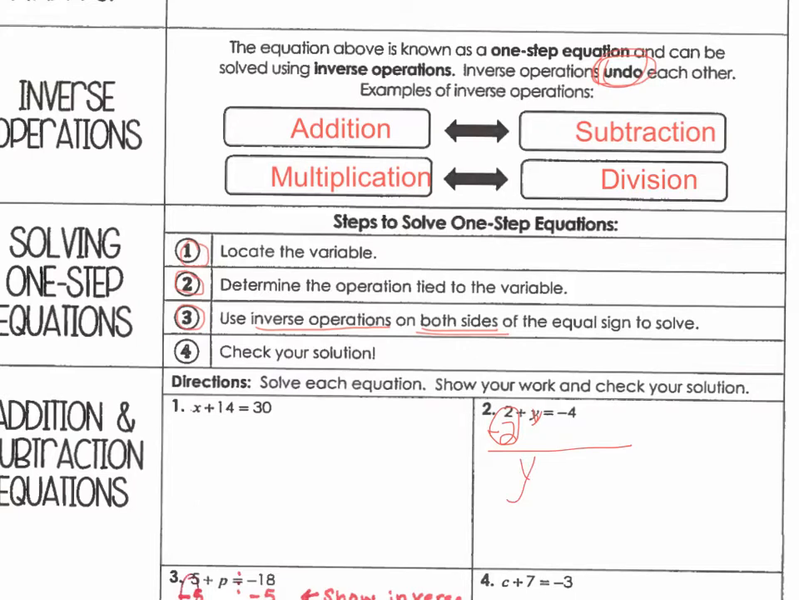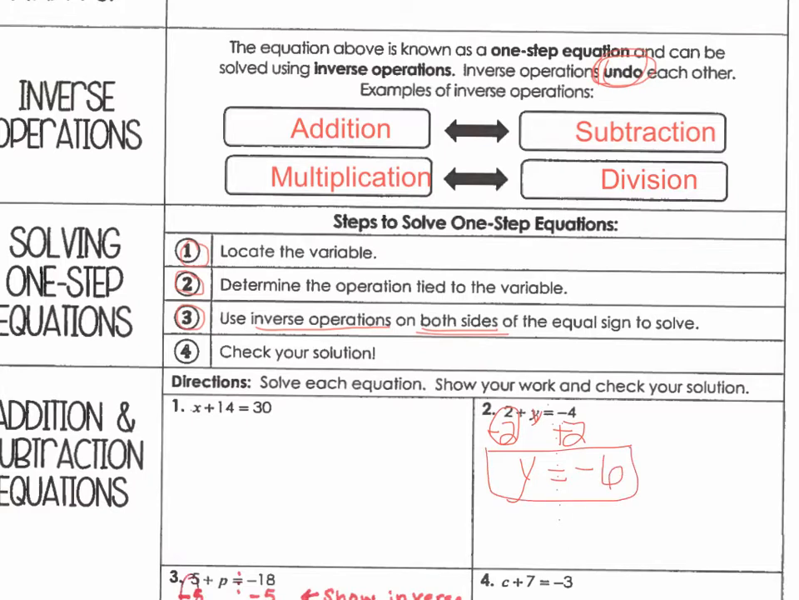Okay, now think of a teeter-totter. If I take 2 pounds off of one side, I've got to take 2 pounds off of the other side to keep it balanced. So whatever I do to one side of that equal sign, I have to do to the other. Now I have a negative 4 minus 2. Keep, change, change. Same signs, add and keep. I have a negative 6.